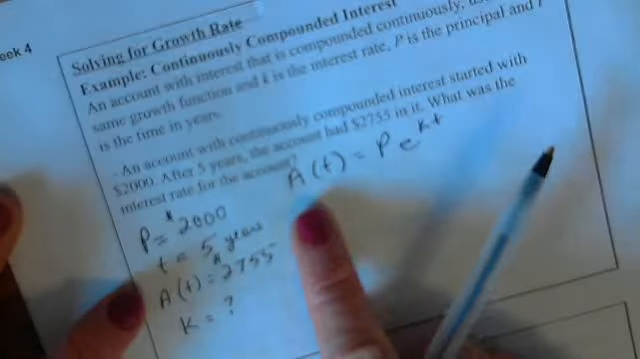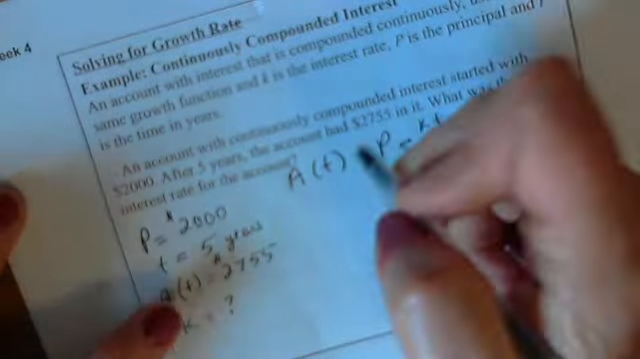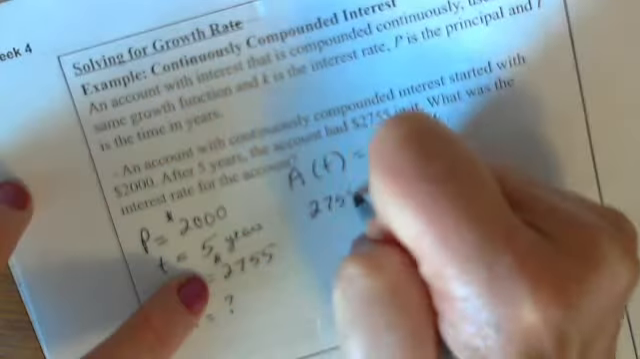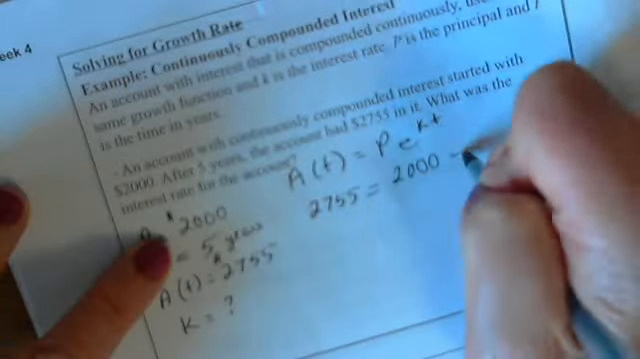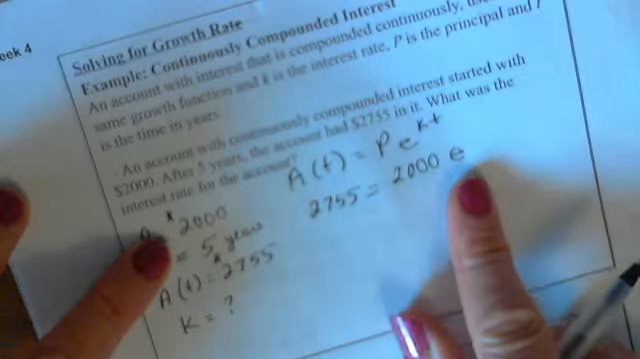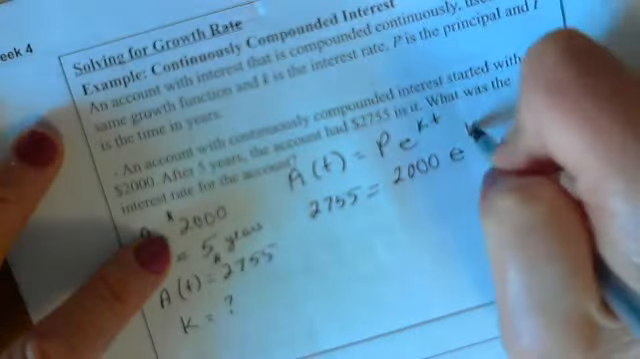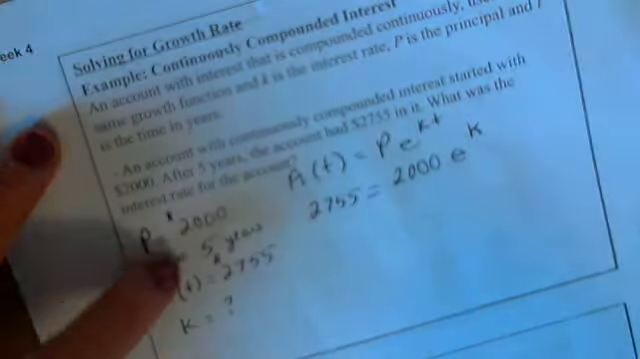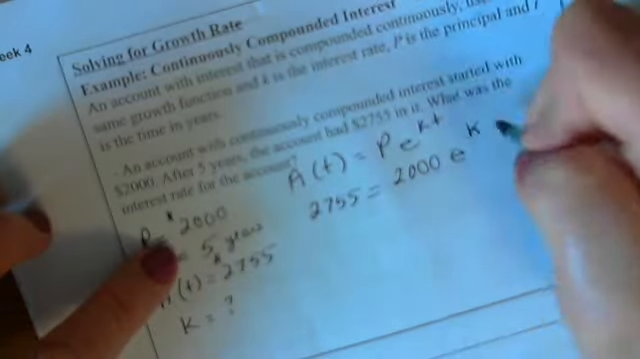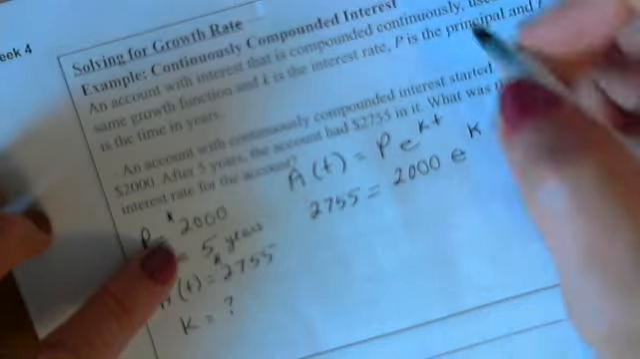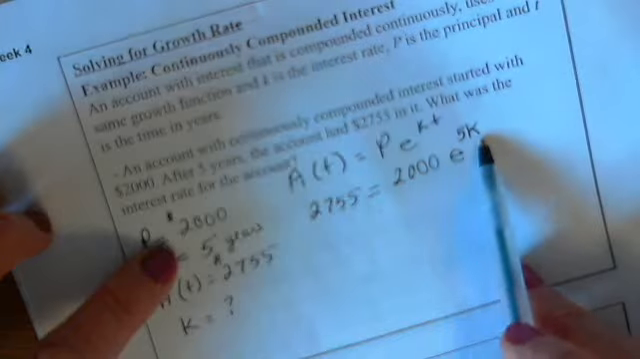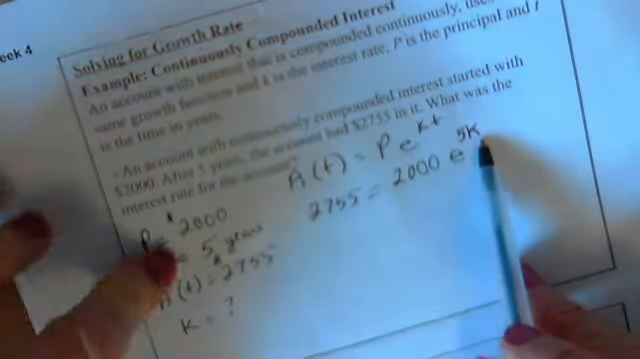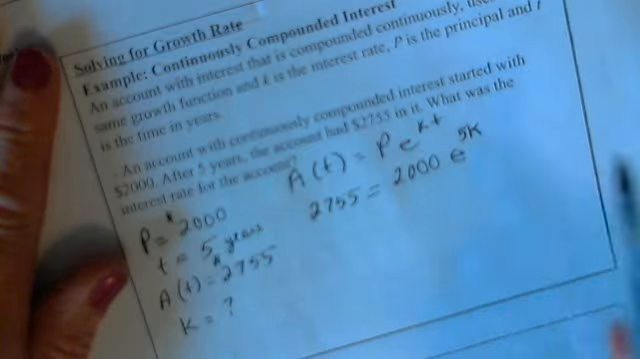So let's go ahead and rewrite our function with everything we know. We know A of t is 2,755. We know P is 2,000. We know e is a number that belongs in the equation. We don't know K though, so we're going to leave that K. But we do know T. It's 5. Now, instead of writing k 5, I'm going to put the 5 in front of the k, because that's usually what we do. We put numbers that are to be multiplied by variables in front of them. So now we have an exponential equation we need to solve.